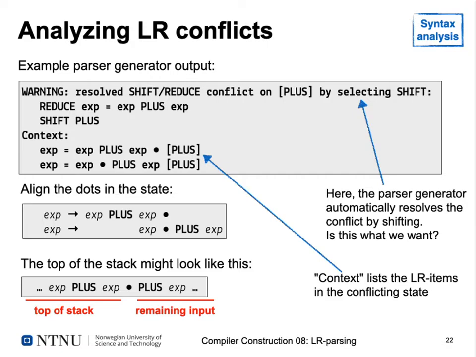So context lists exactly the LR items in the conflicting state and shows you what's going wrong. And if you then change the formatting a bit, then you can align the dots in the state and you can see where this actually leads to. So either you're at this position and you've read already exp plus exp, or you've just read a single exp, you're at this position again, and then you could read plus and exp. And the top of your parse stack might look like this. So you have something on top of the stack, then exp plus exp, then you're here, and the remaining input would be another plus and another expression.